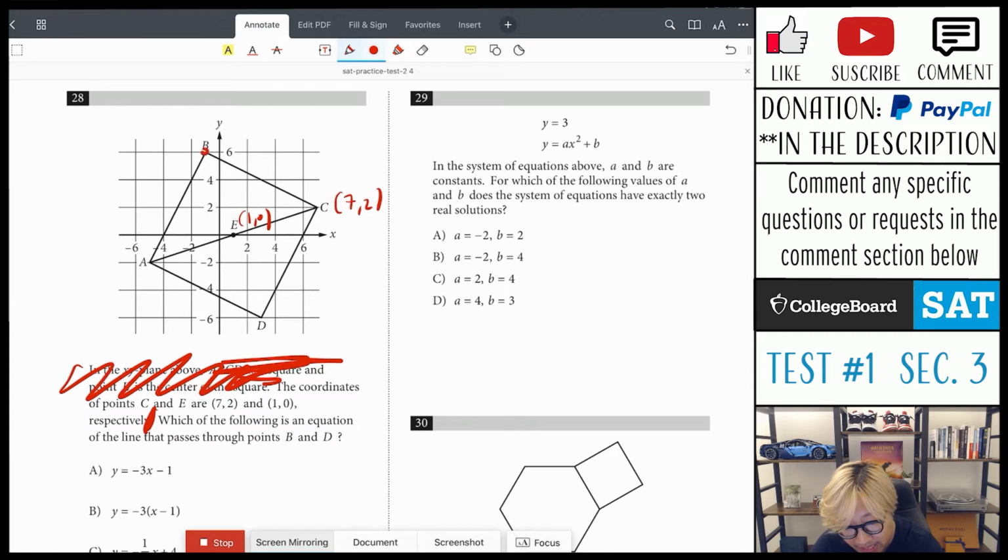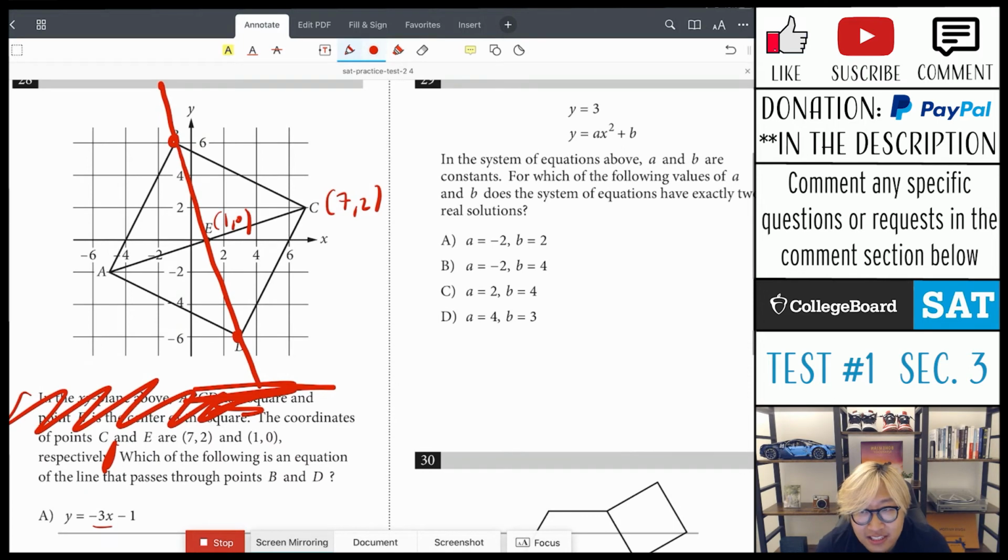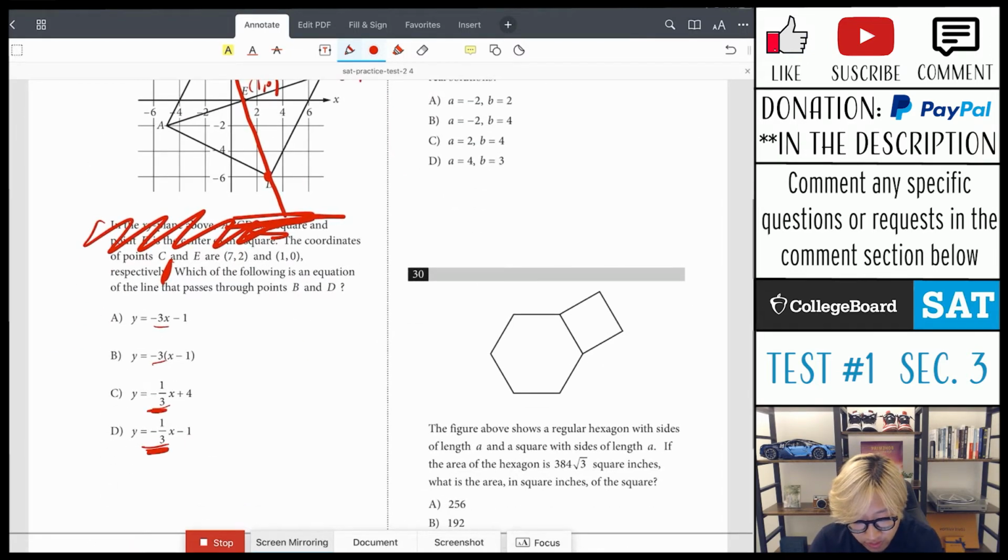Well, B and D are right here. So I want a linear equation that looks something like this. First of all, it's a negative slope. Does that look flat to you or steep to you? It looks steep, right? Steep means big slope. Negative, big negative slope. A 1/3 slope is way too small to be true.